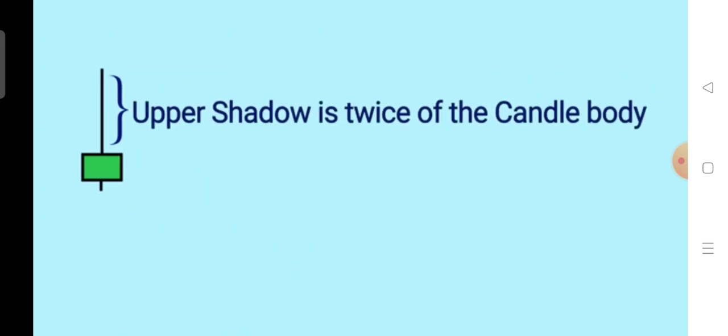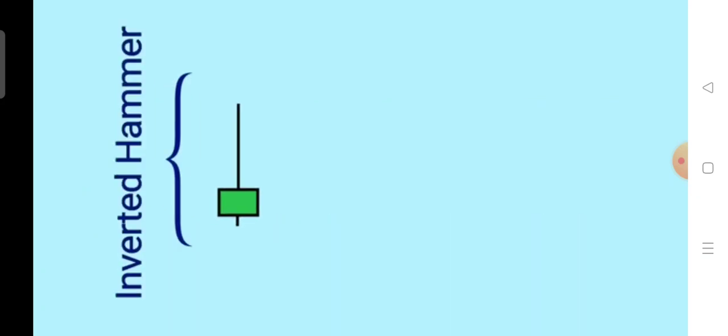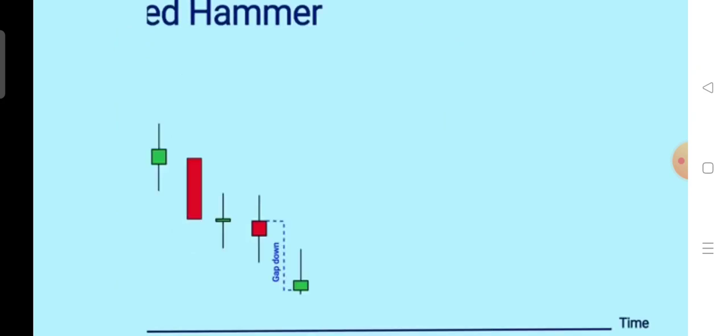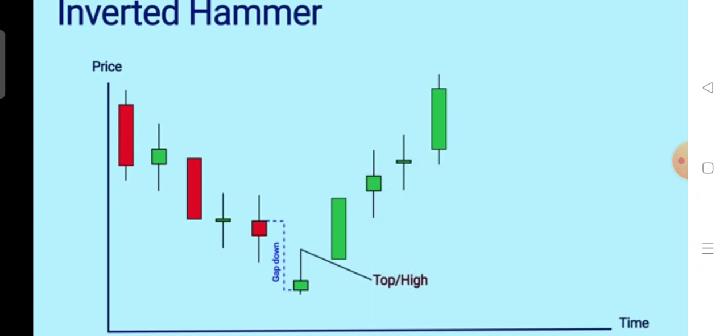So we have a candle whose upper shadow is at least twice the length of the body of the candle, and there should be almost no or a very small lower shadow. Such a candle is called the inverted hammer. Like the hammer we have seen, it is just the inverted version of the same candlestick. Now the confirmation of the bullish reversal of this pattern takes place when we see price eventually moving above the top or the high of the candle.